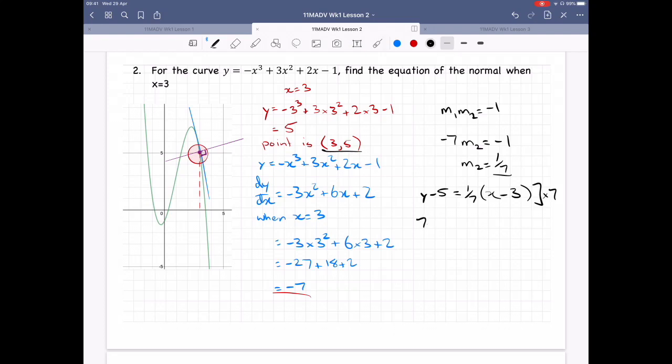So we'll have 7y minus 35 is equal to 1 outside of x minus 3, which means we can just remove those brackets straight away. So 7y minus 35 is equal to x minus 3. And now if we move everything to one side, we will have 0 is equal to x minus 7y plus 32. So now we have our equation of the tangent. Now we have our equation of the normal.